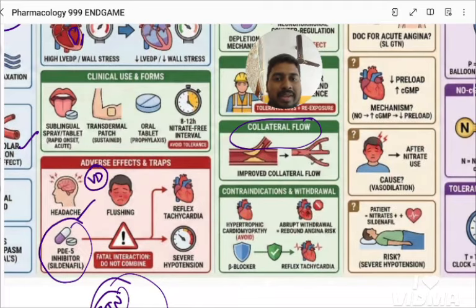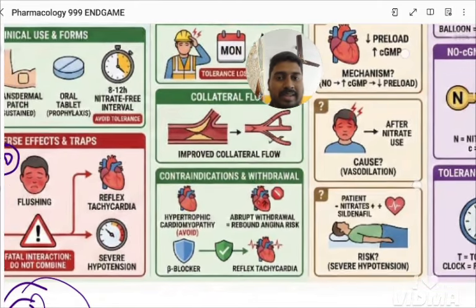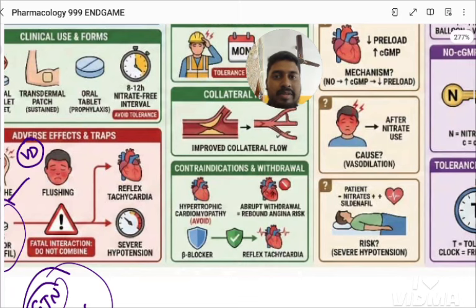Also nitrates, one more important thing, will increase collateral flow. In coronary artery disease, wherever there is a block, nitrates will cause more collaterals to open up. That's why it is also beneficial in cases of ischemic heart disease.